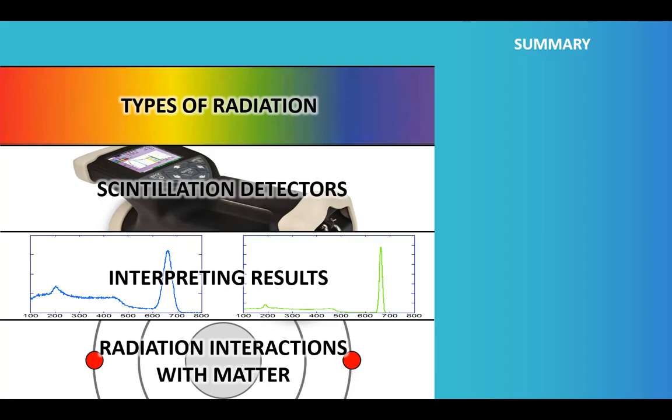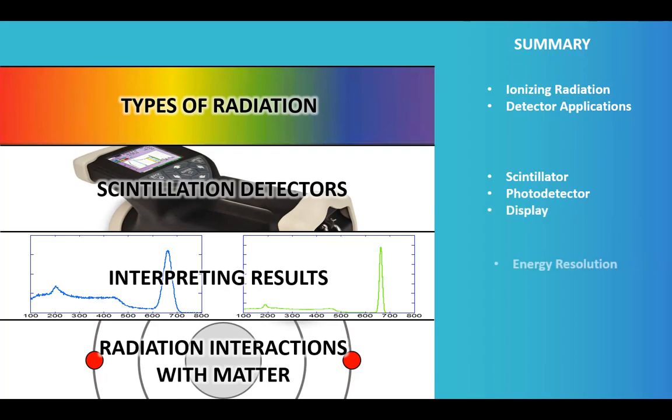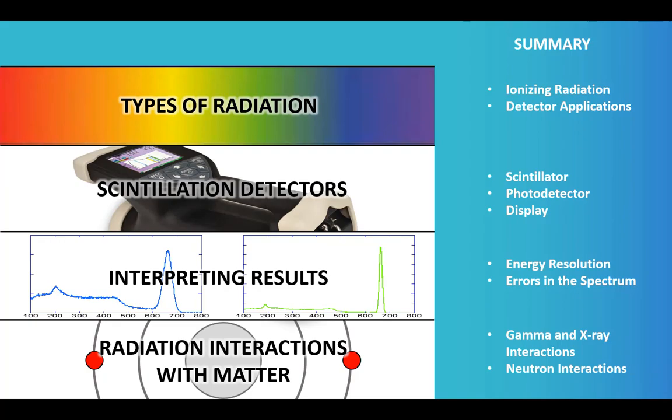In summary, we began with the types of radiation, explaining ionizing radiation, and then going into the applications of radiation detectors. Then, we broke down how scintillation detectors work, following the detection process from the scintillator to photodetector to the display. Next, we talked about how the accuracy of a detection can be measured and how inaccuracies occur. Finally, we went into the ways the different kinds of radiation interact with matter in different ways.